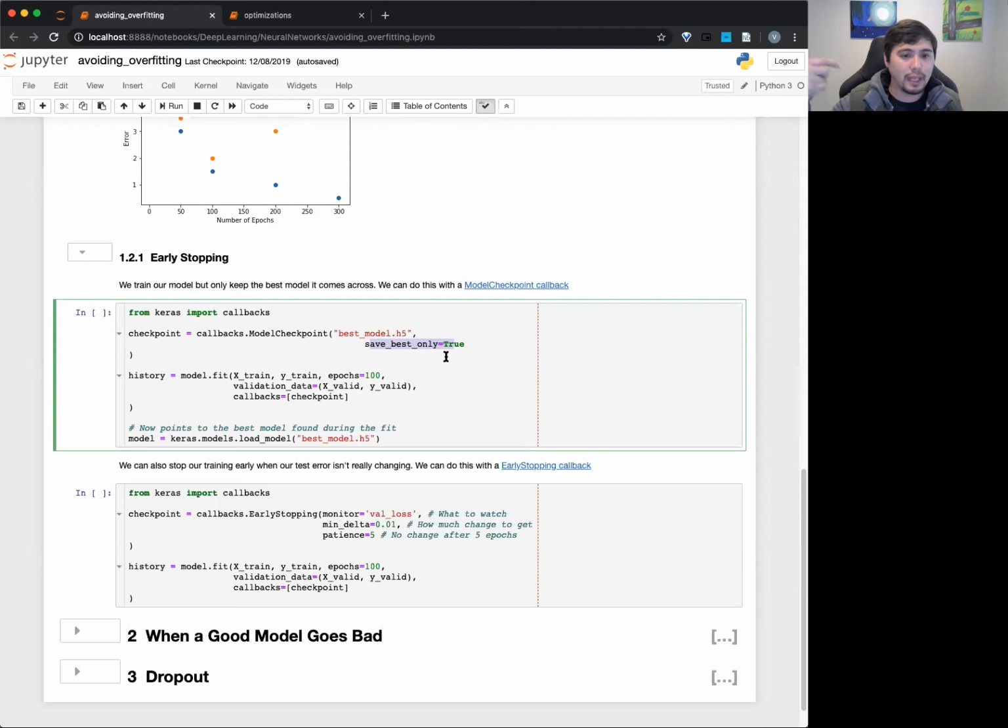That can be useful if you want to see how well this model did, like where did it mess up? Why was the error not doing very good? You can do that as well.